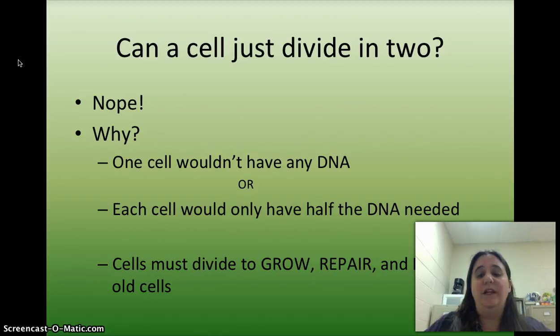Just like you, plants need to grow. They need to repair injuries, and their cells wear out over time, so they need to replace old cells or make new cells in the spring for their new leaves and flowers and all of that other good stuff.